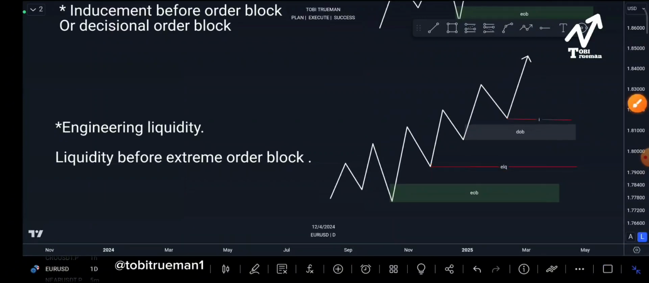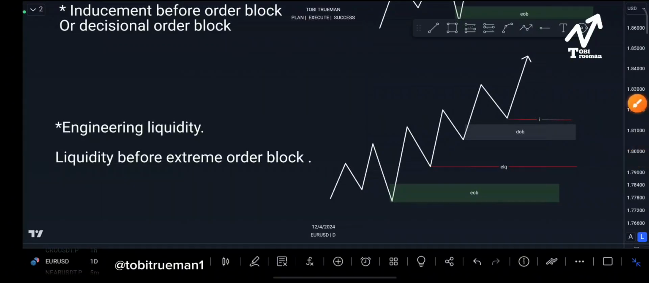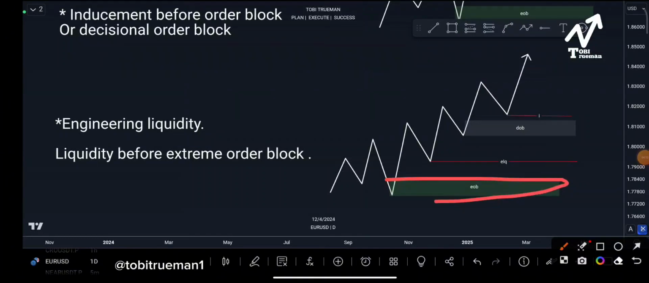Those are the two major points to note when marking out market structure, depending on what the market gives. Sometimes the market can give market structure with only one other block. The market can give market structure with two other blocks or even three, and so on.